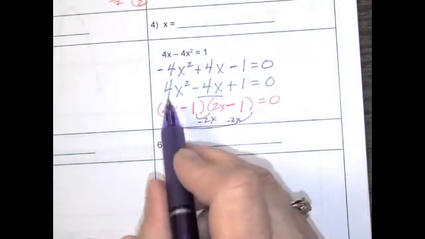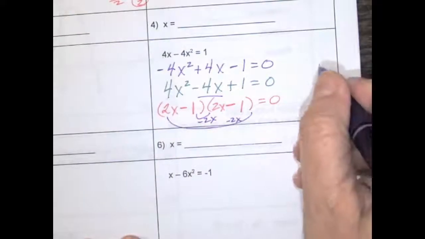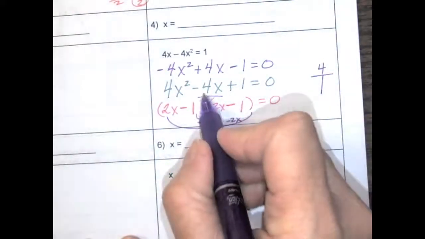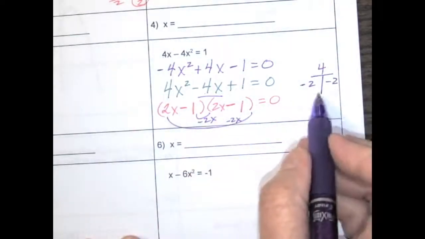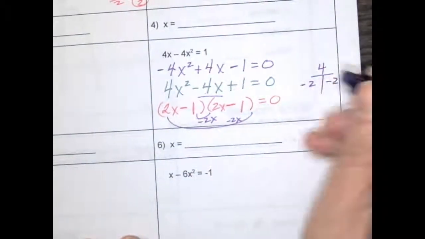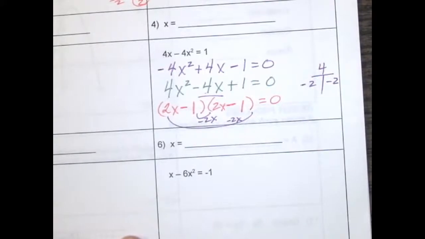If you wanted to do bottoms up, you would have done 4 times 1 is 4. What are the two factors of 4 that add to negative 4? You would have seen that it was negative 2, then do the bottoms up. So if you like bottoms up, to me, you can just see this better.